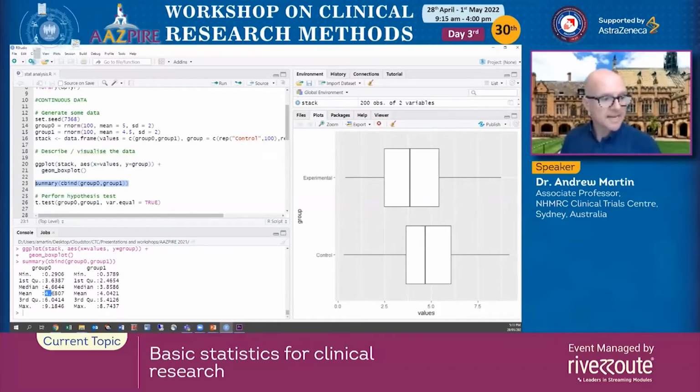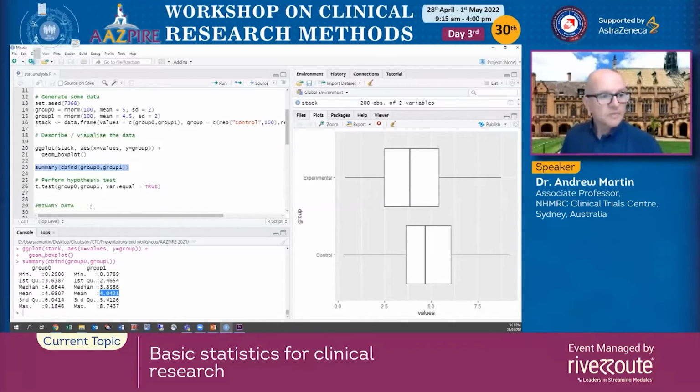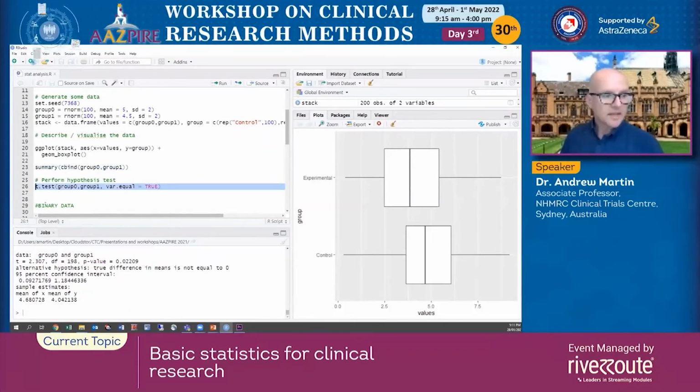We can see the mean in the control group is 4.7, whereas the mean in the experimental group is 4.0. So it's suggesting that there is a benefit favouring the experimental group, so less pain. Well, let's do our t-test now, and we've got our test statistic, 2.3.